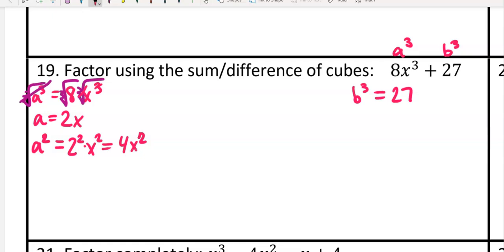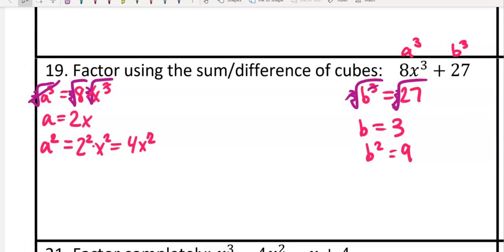Now let's look at our b. We take the cubed root of both terms. It's kind of ugly, but you know what I'm doing. We end up getting b equals, what's the cubed root of 27? It is 3, because 3 times 3 times 3 is 27. Now we need our b squared because the formula calls for an a squared and a b squared. So b squared is going to be 3 squared, which is 9.